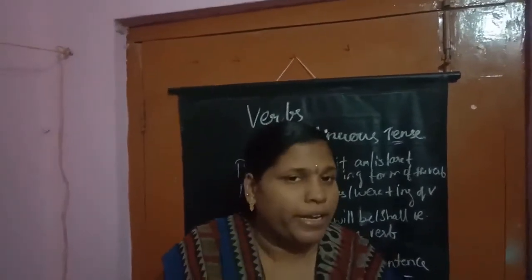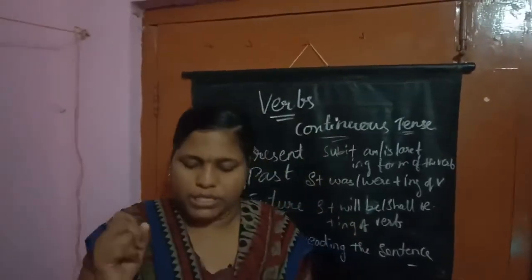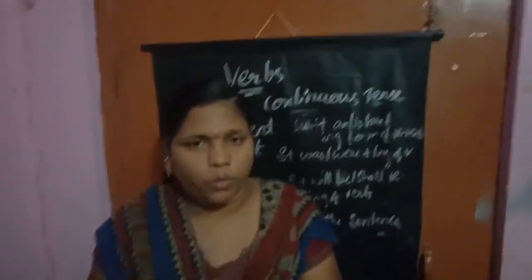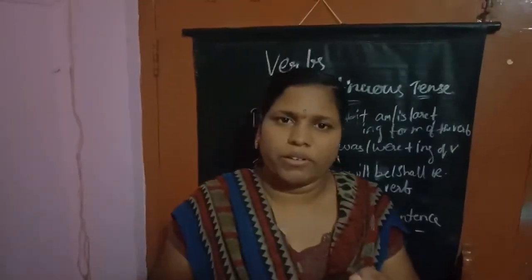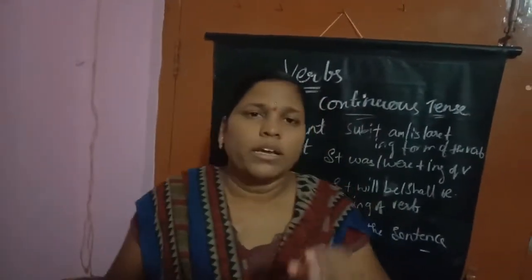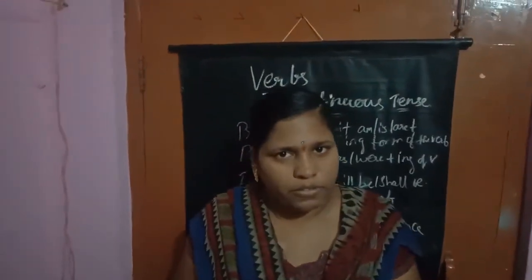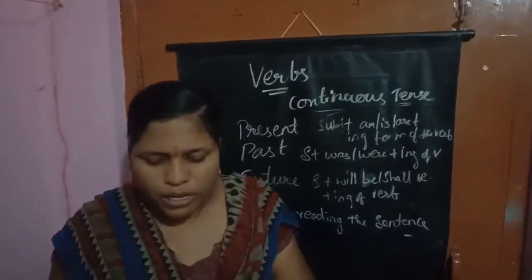Present form, negative. Past form, negative. Simple future tense: I will not paint the wall. I will not do that. Okay, children, now here what we are discussing, we are telling about the negative form of simple present, the negative form of simple past, the negative form of simple future.